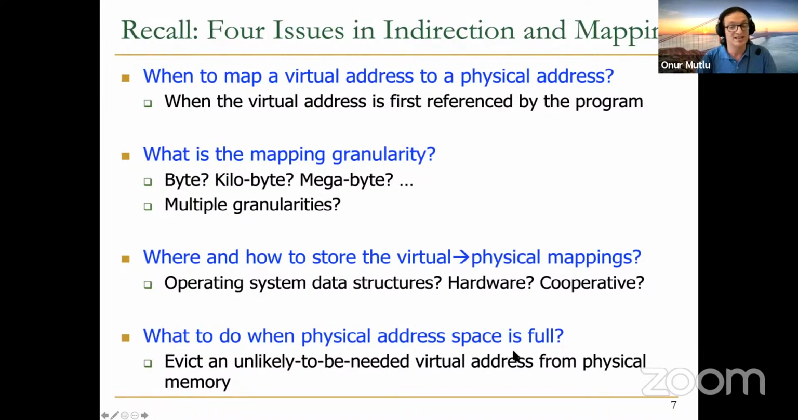What to do when the physical address space is full? Essentially, we need to evict some page that we cached in the physical memory. And how do you decide that? It becomes problematic because we're dealing with a very huge physical memory address space, especially today, right? So we're going to talk about some of these issues in a bit more detail today.